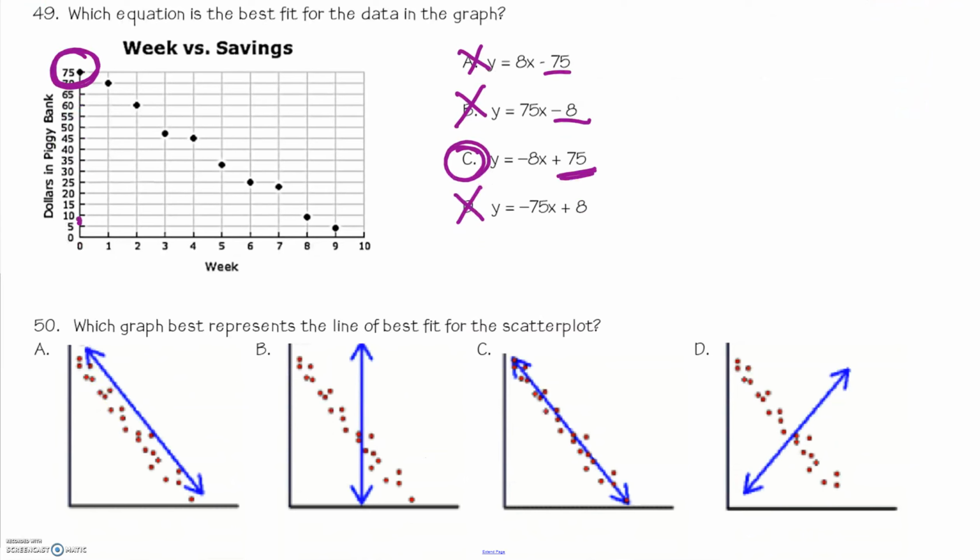Which graph best represents the line of best fit for a scatter plot? Remember, the line of best fit is the line that goes through the scatter plot that has approximately the same number of points above and below the line. All right, so B and D are out. They don't even go through the points. Now I look at A and C. I want the line to go through the points, leaving approximately the same amount above and below. Well, A is above all those points, so A's out. That leaves me with C.